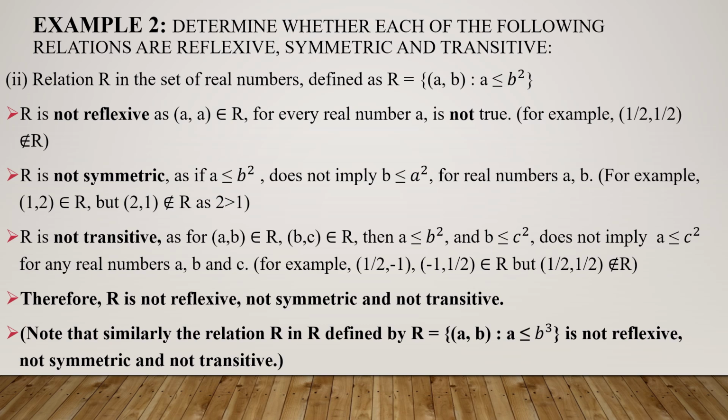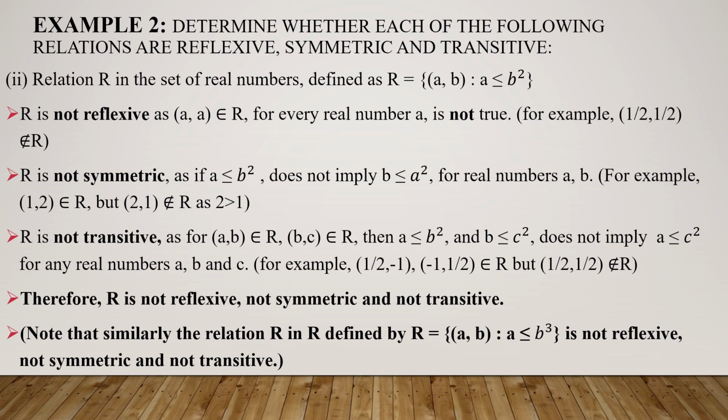Now R is not symmetric either. Why? Because A less than or equal to B square obviously does not always imply that B is less than or equal to A square. You can just find any ordered pair. You can give an example. Say (1, 2) belongs to R. Why? Because 1 is less than or equal to 2 square. But is 2 less than or equal to 1 square? No. So it is not symmetric.